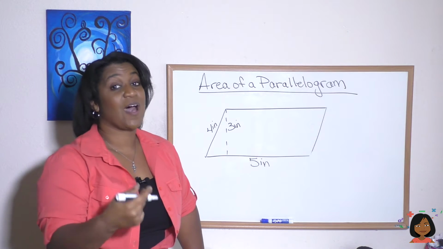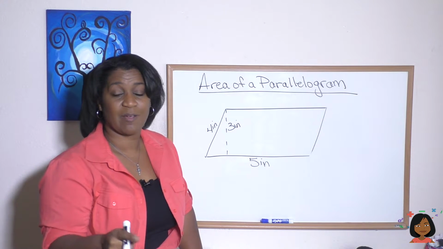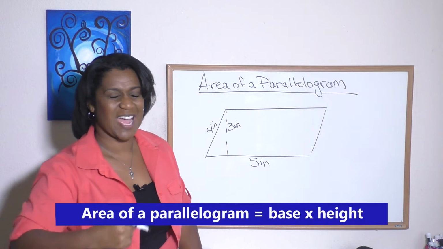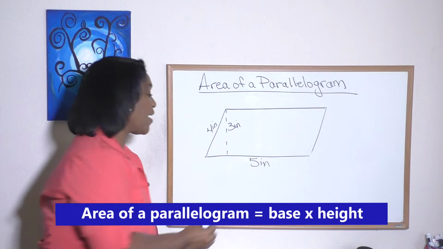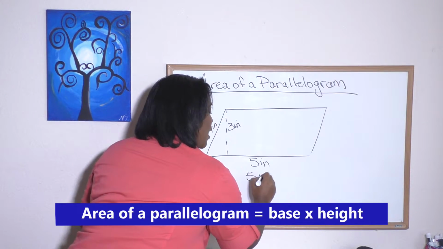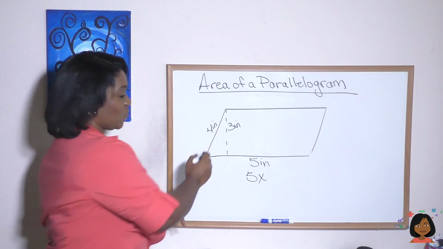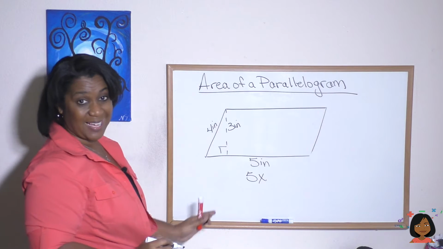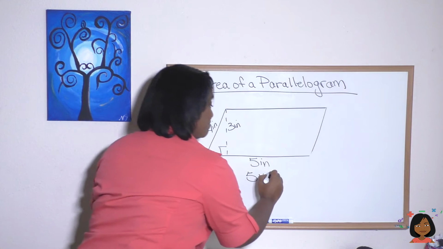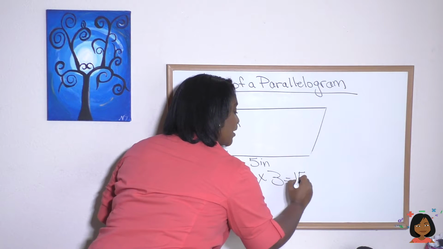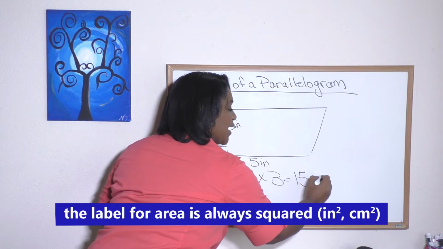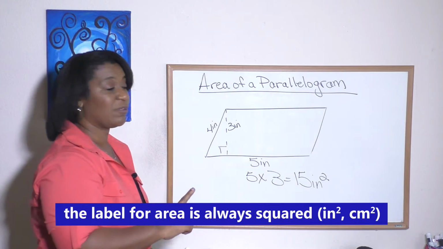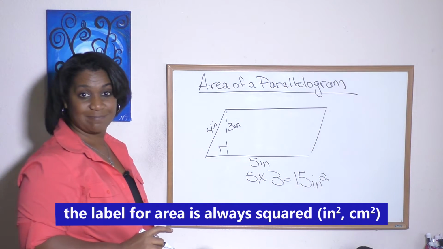If I asked you to find the area of this parallelogram, we would do, again, base times height. Our base is 5 inches. Our height, remember, I'm going to draw my little rectangle, that 90 degrees, so we're looking for that dotted line, it's going to be 3. 5 times 3 is 15 inches, and we still use that squared label because we're looking for area.